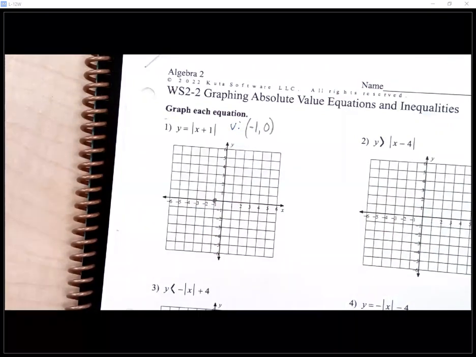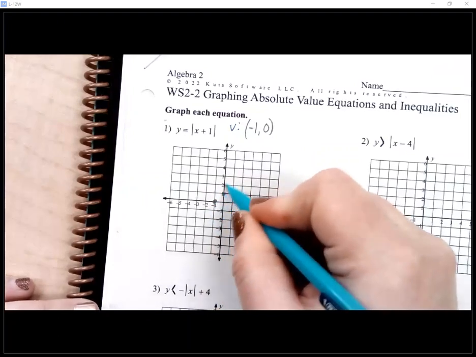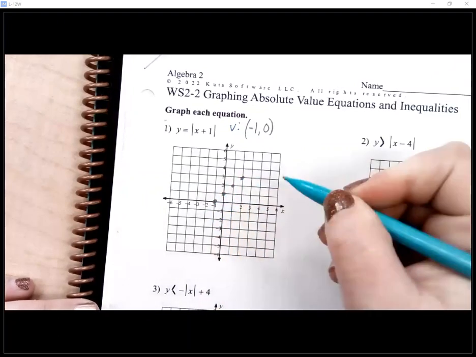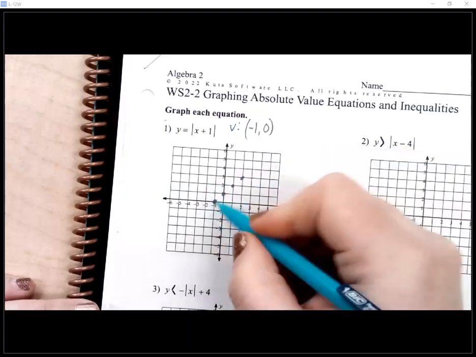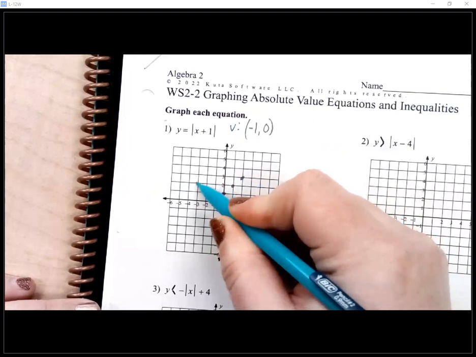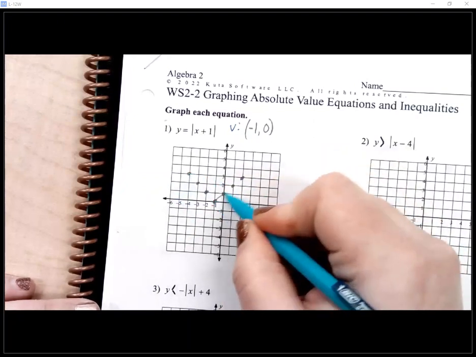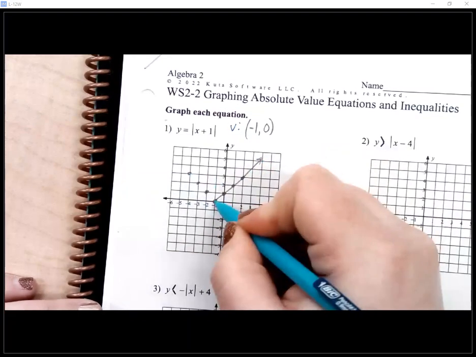Now I'm just going to follow the slope on the right-hand side. The slope is 1. So from here, I'm just going to go up 1 over 1, up 1 over 1, up 1 over 1. To do the other side, I just go in reverse. I'm going to go up 1 to the left 1, up to the left, up to the left. So I just mirror it over on the other side. And there, my friends, is an absolute value graph.